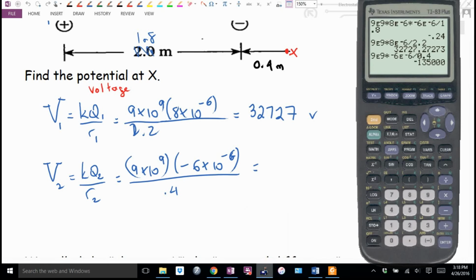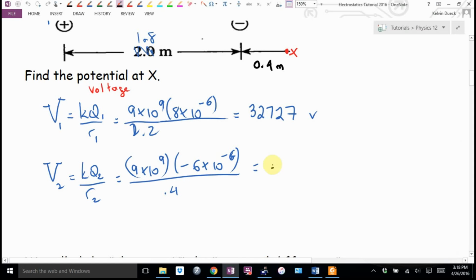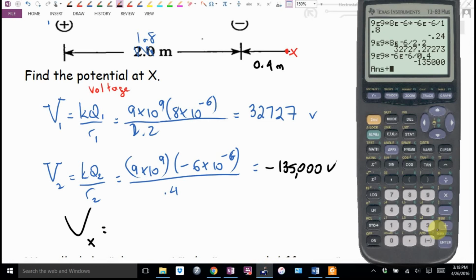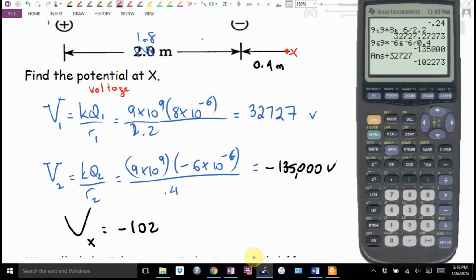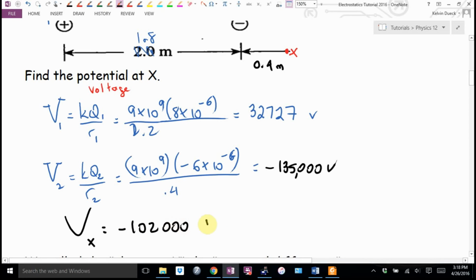So what did I get? Negative 135,000 volts. So what is the voltage at X? Add them up. Plus 32,727. Negative 102. I'll go to 3 sig figs, negative 102,000.